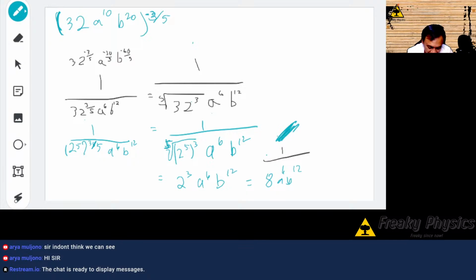Okay, so what's going to happen? That 5 here and this 5 here cancel out. So you're left with 2 cubed, a^6, b^12. And then we get the exact same answer, right? So both techniques are right and they're equally valid. So it's up to you which one you want to use when you're solving.